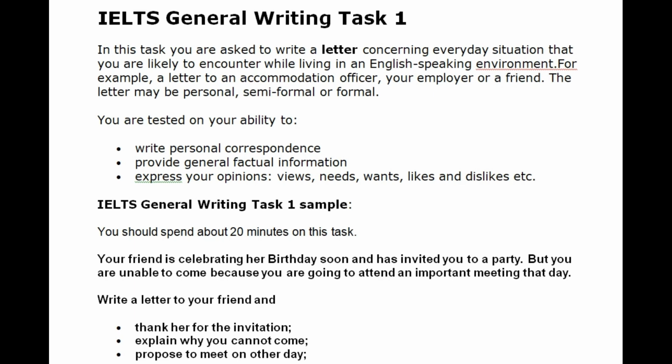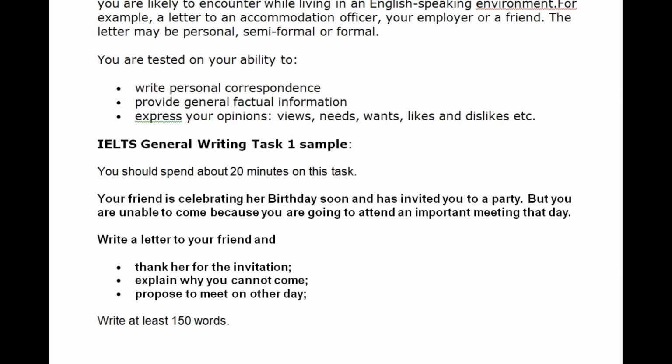A general writing task sounds simple. You should spend about 20 minutes on this task. Your friend is celebrating her birthday soon and has invited you to a party, but you are unable to come because you are going to attend an important meeting that day. Write a letter to your friend and thank her for the invitation. Explain why you cannot come. Propose to meet on another day. Write at least 150 words.